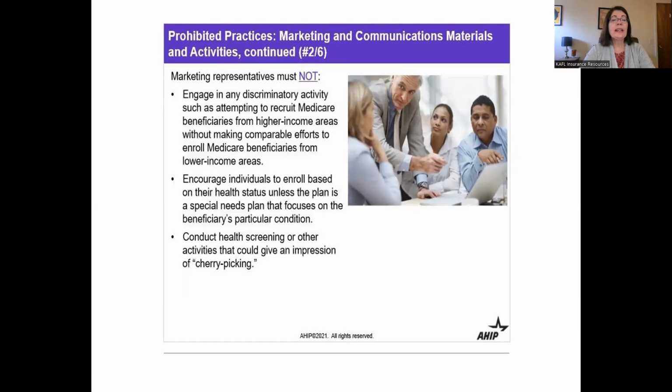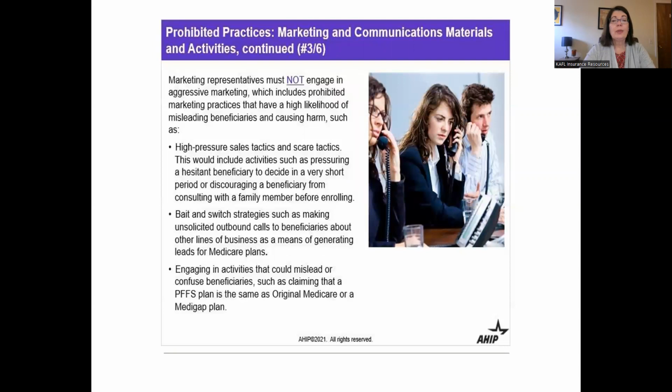You can't discriminate, kind of obvious. You can't encourage people to enroll based on health status unless the plan is made for that. Let's say they have a health condition, you can then tell them about a chronic special needs plan for that health condition. But again, in New York State, there's no underwriting for Med Sup, so that's not a big deal. But you've got to be careful with how things appear.